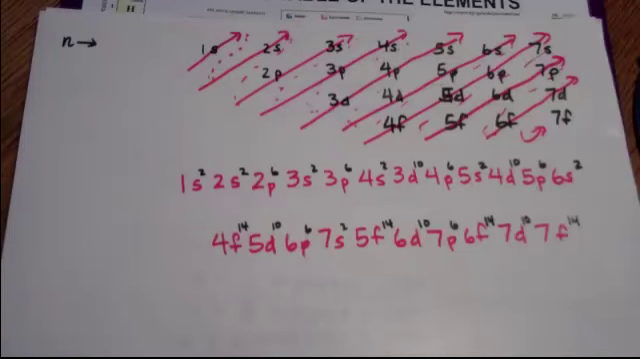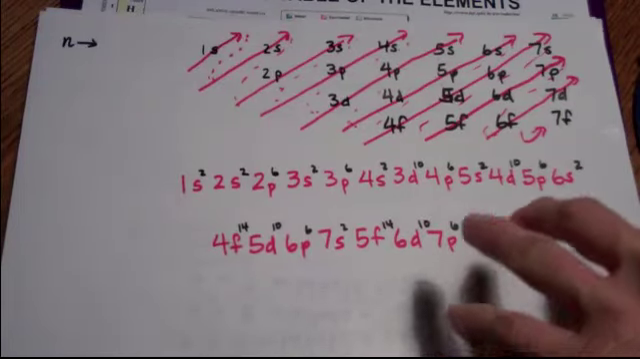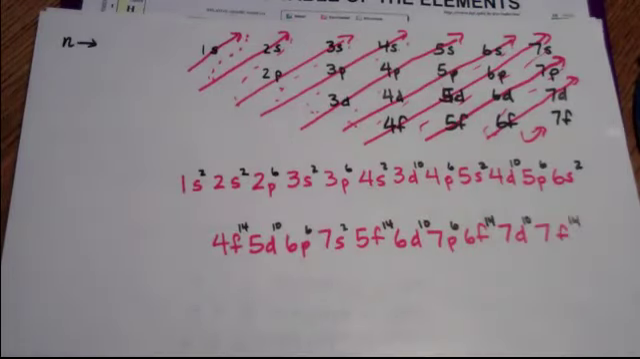The s can hold 2. The f can hold 14. D can hold 10. P can hold 6. The f, again 14. The d, 10. And the last f, 14. So there's a maximum number of electrons that can be housed within the electron orbitals or within those shell layers.